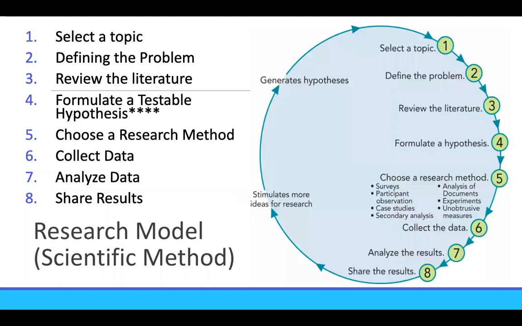So, a return to what we introduced in the first chapter, which was our 8-step research model, the process by which sociologists ask questions, gather data, analyze data, then share their results. Particularly, this chapter focused on steps 1 and 2, selecting a topic and defining a problem. But it also gave you the terminology around how to formulate a hypothesis. So also step 4.